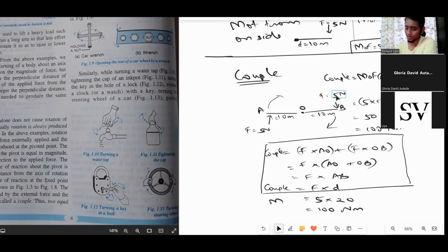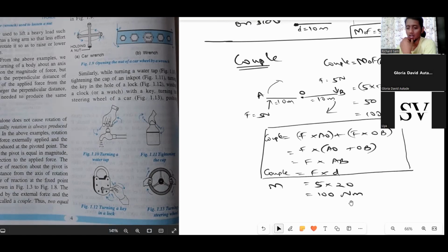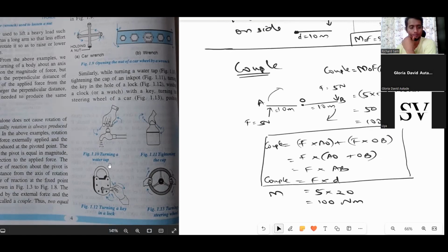Don't add 5 plus 5 Newton. Just take one of the forces as 5 Newton, multiply that with the total distance between A and B. In this case, F is 5 and D is 10 plus 10, that's 20. So 5 into 20, which is 100 Newton meter. Okay, everyone clear about this?